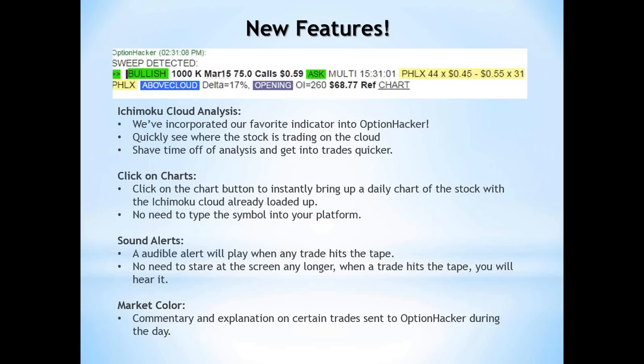As these trades hit the tape in a day, we also add commentary and color them a little bit via little text blurbs that appear in Option Hacker. Okay.